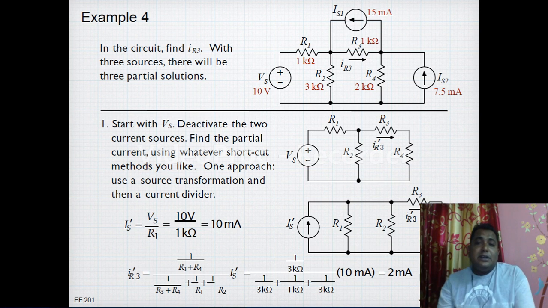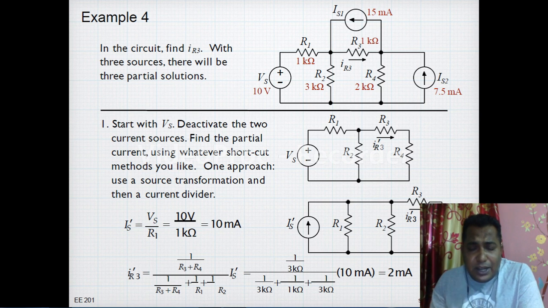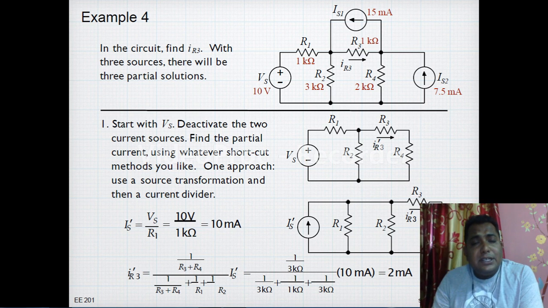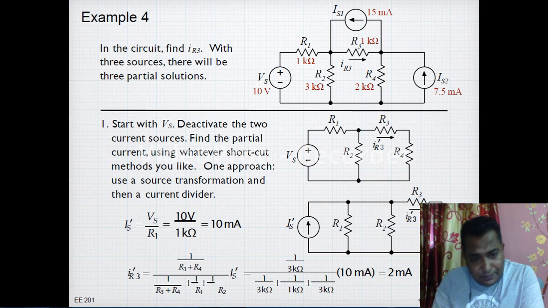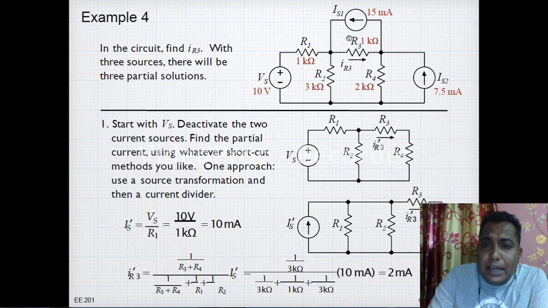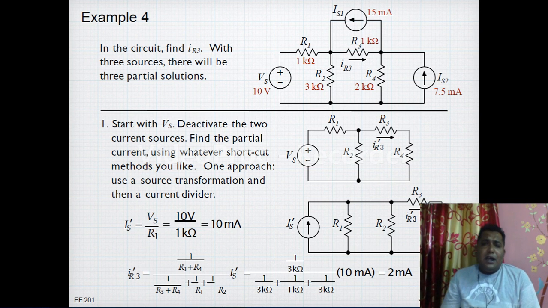As you can see, this is a larger circuit than the previous ones. So now let us solve this kind of problem. Let us first see the statement of this particular problem. It is told that in the circuit, find IR3 with 3 sources, there will be 3 partial solutions. So we have to find out IR3. Where is IR3? Follow my pointer, the current passing through this R3 is the current IR3 that we have to find out.